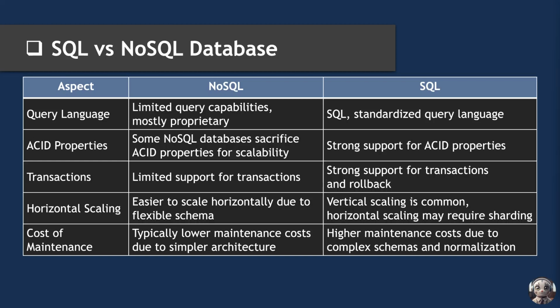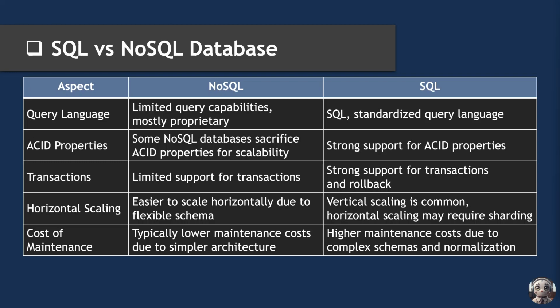Next aspect is horizontal scaling. NoSQL databases are typically easier to scale horizontally due to their flexible data models and distributed architectures. Horizontal scaling involves adding more nodes to the database cluster, allowing the system to accommodate increasing loads and data volumes without significant performance degradation. While SQL databases can scale horizontally to some extent, they often require additional measures such as partitioning to distribute data across multiple servers.